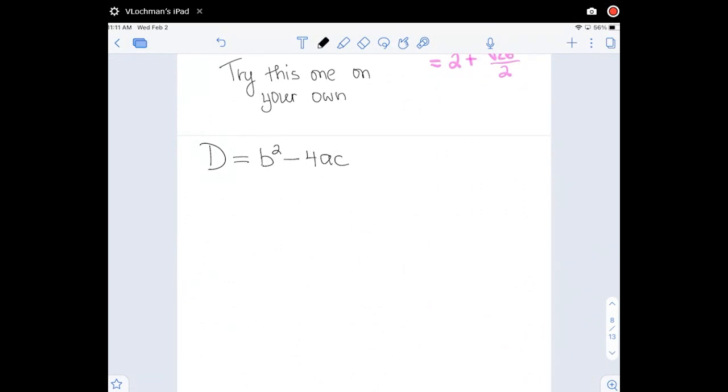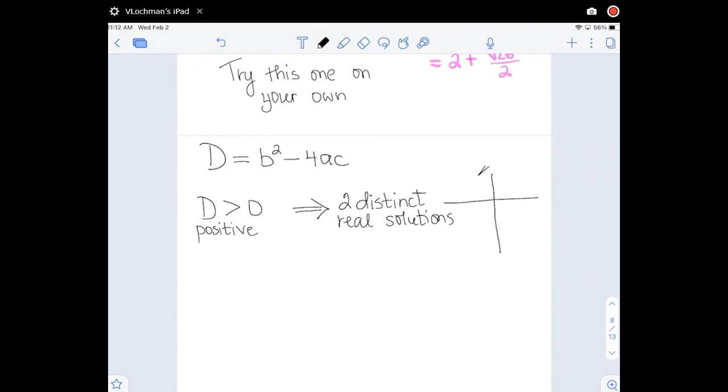So if your discriminant is greater than zero, strictly greater than zero, right? So positive. You compute it and you get a positive value. What does that mean for your solutions? That means you have two distinct real solutions. Okay, which means on the graph, it will look something like this.